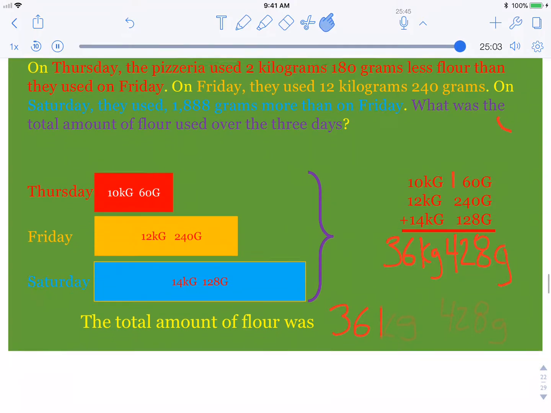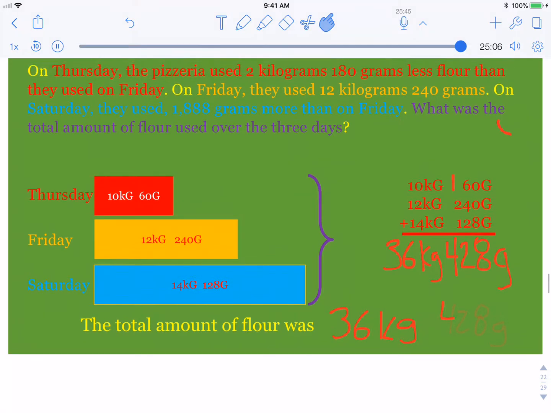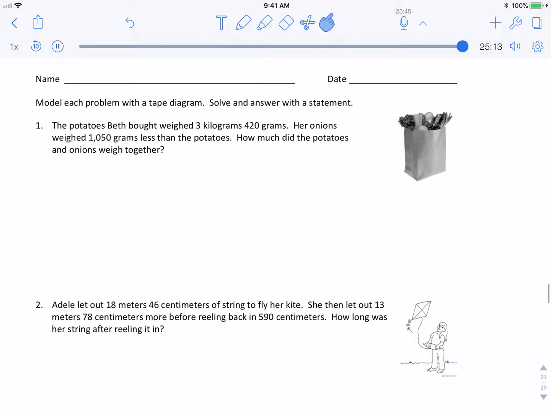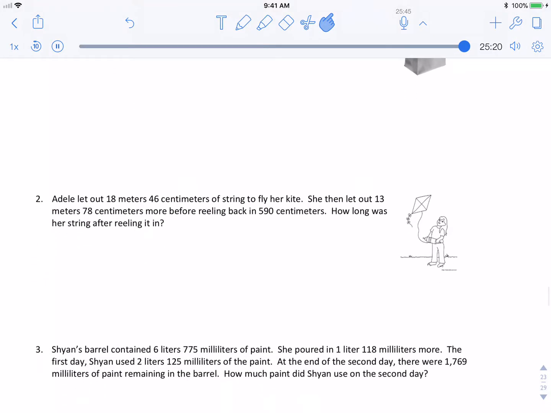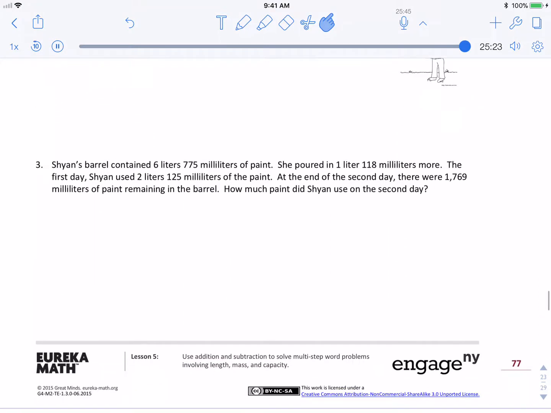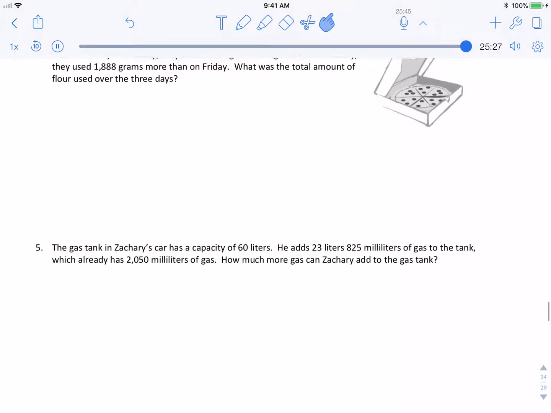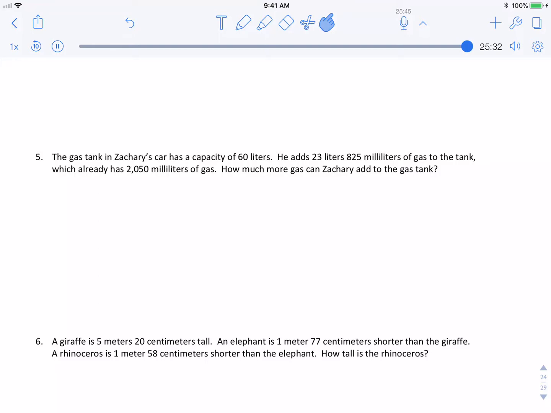Now I want to show you something. On your problem set, number 1 looks familiar, very familiar. Number 2, that looks very familiar. Number 3 looks familiar. Number 4, familiar. 5 and 6 we did not do today. So you have the answers and the tape diagrams for numbers 1 through 4 on your problem set. The only 2 that you're going to have to do on your own to show what you know would be problems 5 and 6.